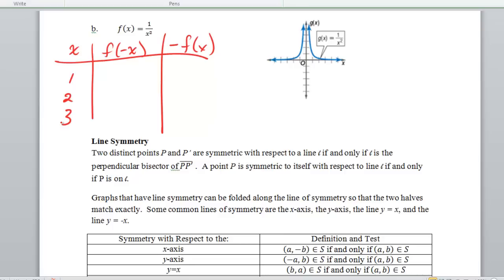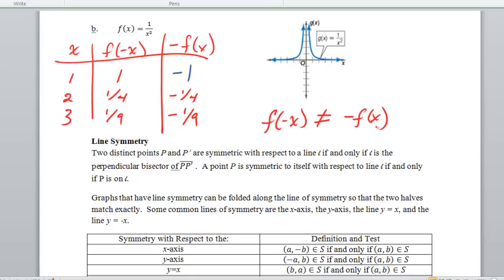And so when I plug 1 into this, I get a +1, but over here I get a -1. Same thing here, if I plug 2 in, I get 1/4. Here I get -1/4. And then here I get 1/9, and here I get -1/9. And you can clearly see that f of -x does not equal negative f of x. So they are not symmetric with respect to the origin.